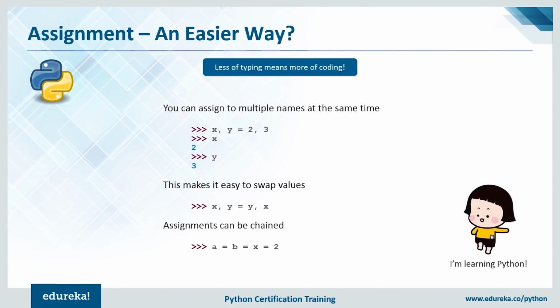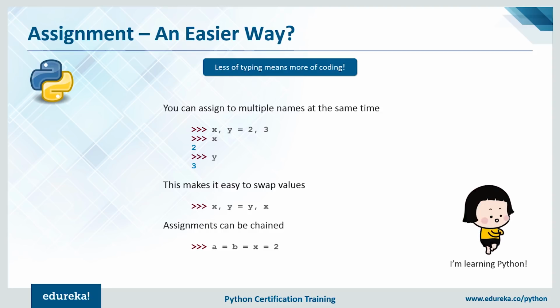So let's move on to check if there is an easier way for assignment. Well guys, less typing definitely means more coding, right? So you can assign multiple names at the same time. Instead of typing x is equal to 2 and y is equal to 3 and then printing them out, all you can do is x, y = 2, 3, where x gets the value 2 and y gets the value 3. And this definitely makes it easier to swap values as well. All you can do is x, y = y, x. So x's value is y's value now and y's value is x's.